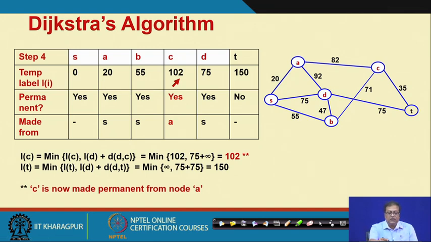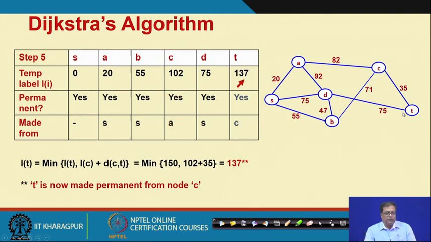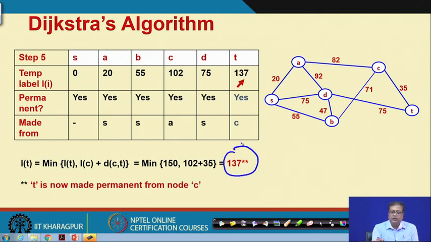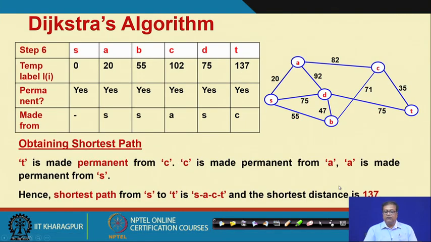Now, again from C, which is 102, we have a path to T. This time when you compute, we find that between 102 plus 35, that is 137, and 150 which was already there, 137 comes out to be lower. Since this is lower, this value is put, and then T has been made permanent from C. Is it all right? Now our entire thing is done, all the nodes are made permanent, at least T is made permanent. So, we can find our final table.